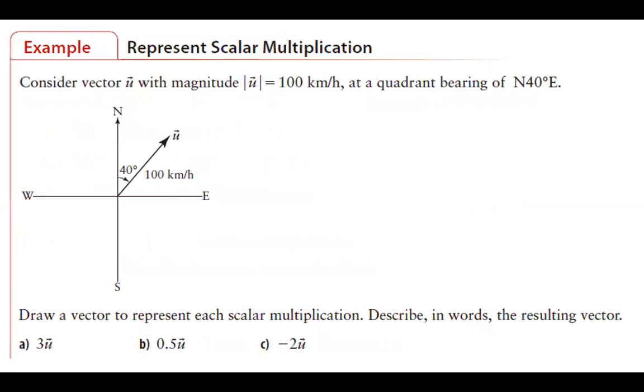Represent scalar multiplication. Consider vector u with magnitude 100 kilometers per hour at a quadrant bearing of east of north 40 degrees, as shown in this figure. Can you draw a vector to represent each scalar multiplication? Describe the resulting vector. Okay, I'll give you 5 minutes to have a look at this question.